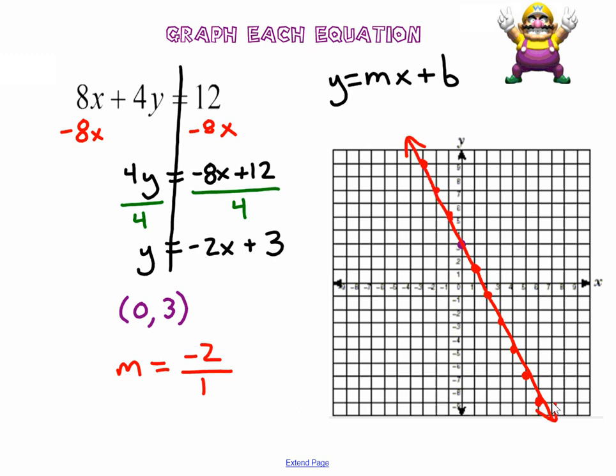Notice how I had a negative slope when I figured it out, and my line is going down as I go to the right. The other problems, we had a positive slope, so our lines were going up as we went to the right.